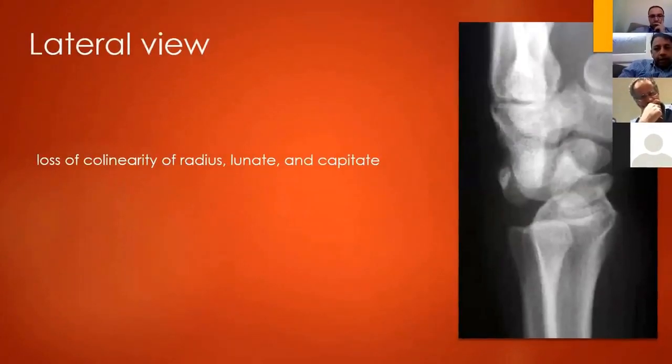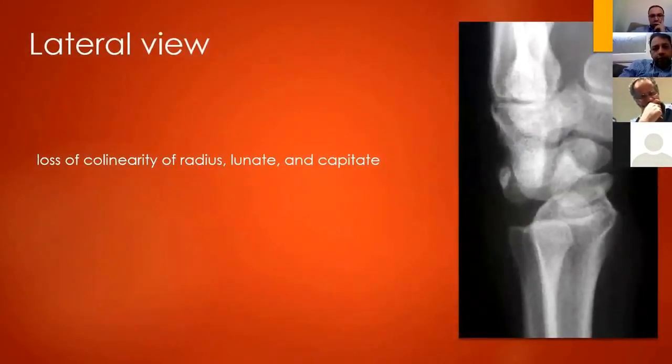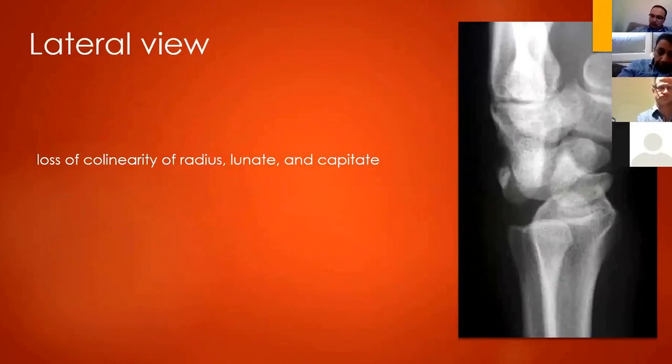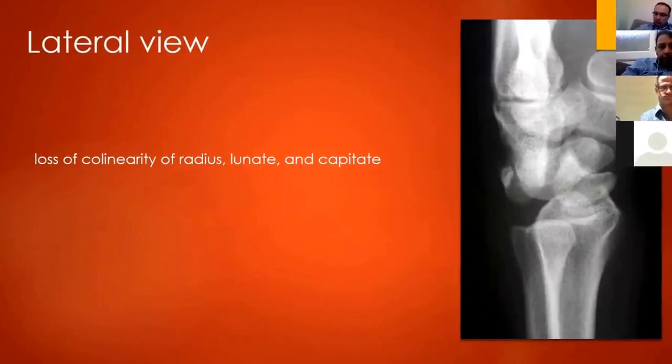On the lateral radiograph, you usually see a loss of collinearity of the radius, lunate, and capitate. In a normal radiograph, you see all three bones aligned in one line. But in this type of injury, you will see a disruption of this collinearity.